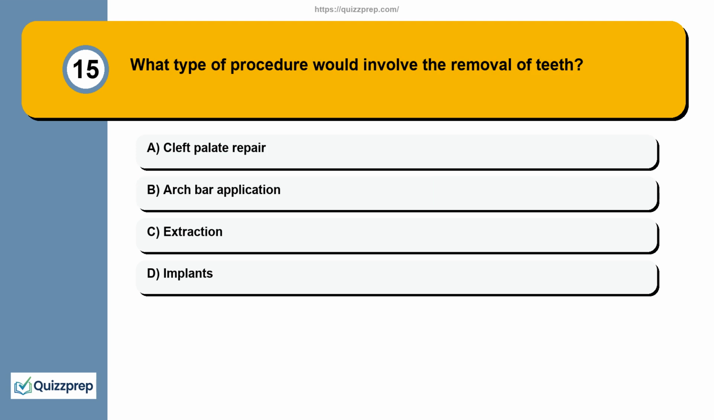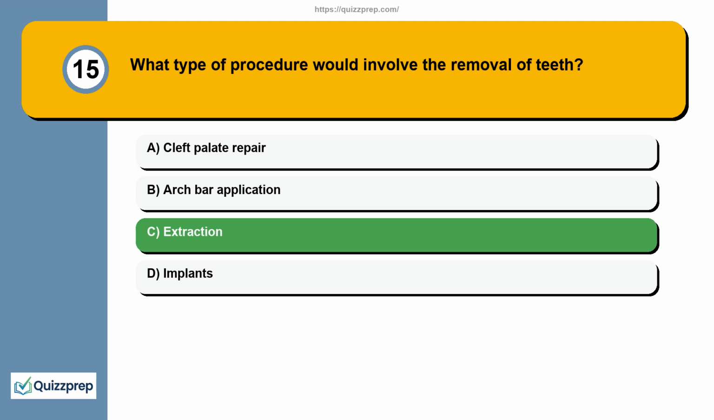Question 15. What type of procedure would involve the removal of teeth? Option A, cleft palate repair. Option B, arch bar application. Option C, extraction. Option D, implants. The correct answer is option C, extraction.